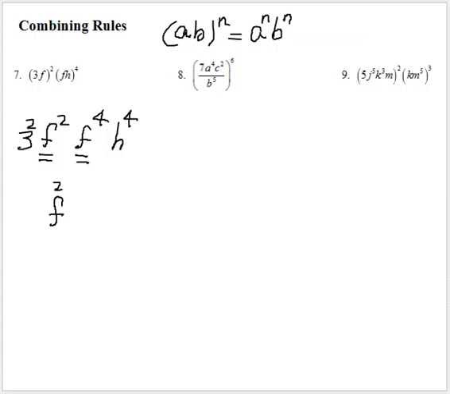2 plus 4, exactly. And the first one, you have 3 to the power of 2, which is simply 9. And h to the power of 4, I cannot do much with this because I don't have the same base. So it would be 9 f to the power of 6, h to the power of 4. Okay, can I see a check mark if we can follow that one? Barbara?